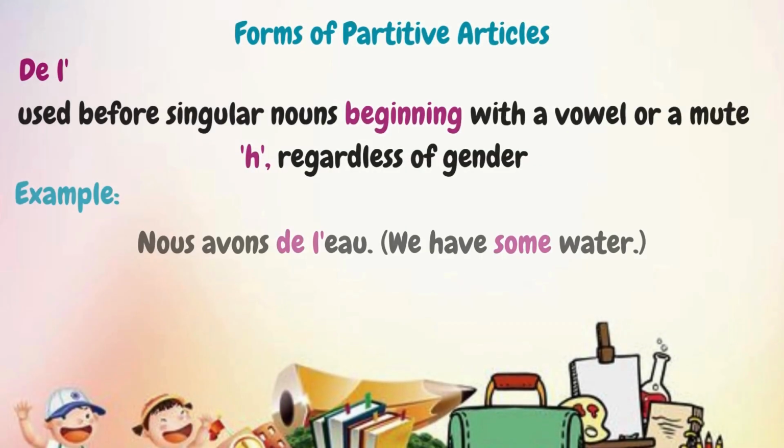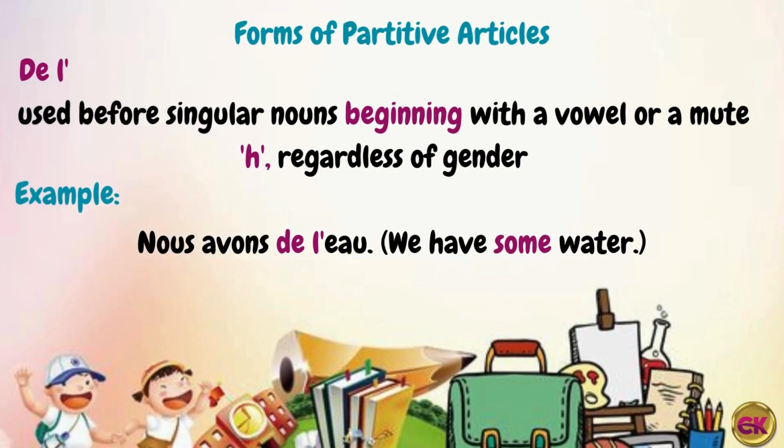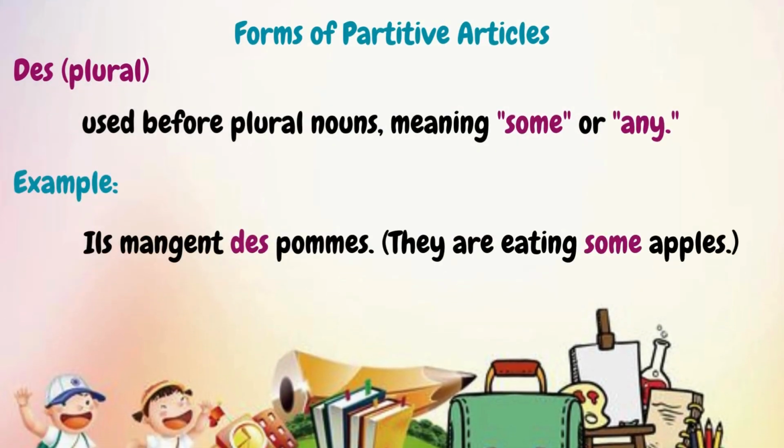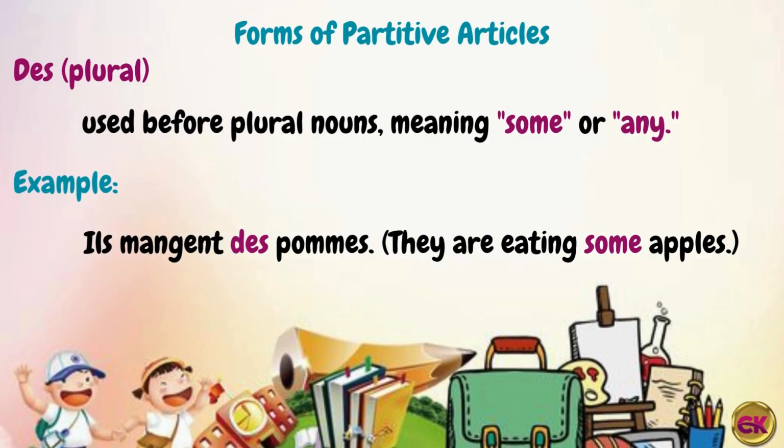De l'. Used before singular nouns beginning with a vowel or a mute h, regardless of gender. Example: Nous avons de l'eau. Des. Used before plural nouns, meaning some, or any. Example: Il mange des pommes.